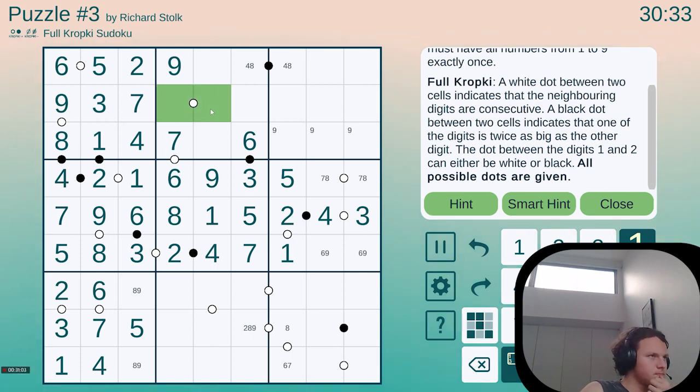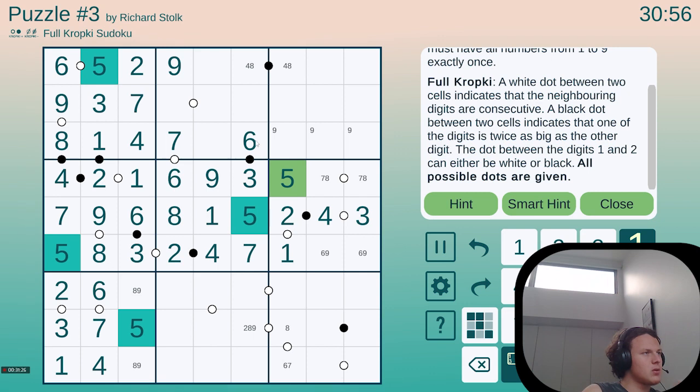Okay. We've actually got a few restrictions here. So this can be a 2, 1, or a 4, 5, or a 5, 6. But those are all the options for this box.